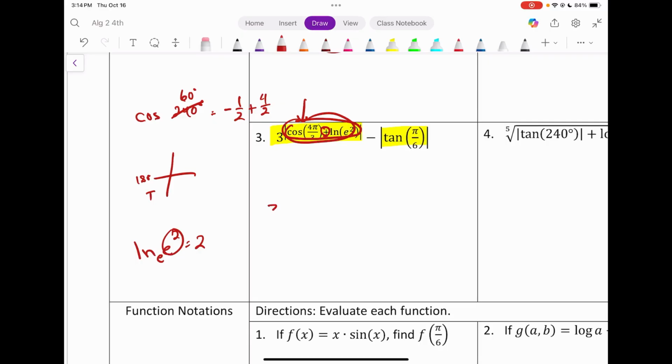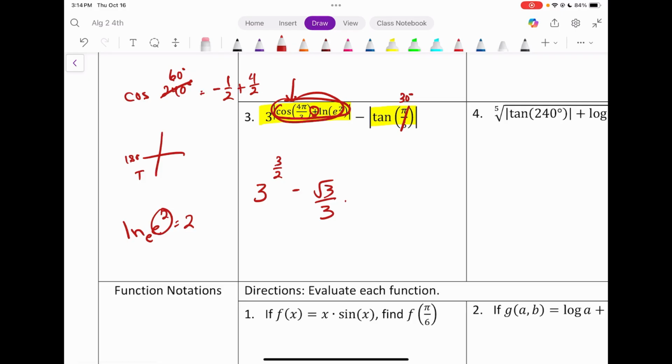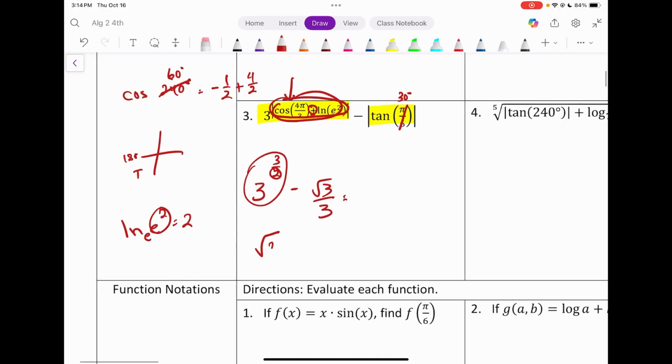So you have 3 to the 3/2 power. Minus the tan of pi over 6, that's 30. And the tan of 30 is going to be root 3 over 3. So therefore, if we want to write this, let's see how we can combine this. This is a pretty nasty problem. So this right here is the same thing as the square root. The bottom number is in a root. The top number is an exponent. So that'd be the square root of 27 minus root 3 over 3.